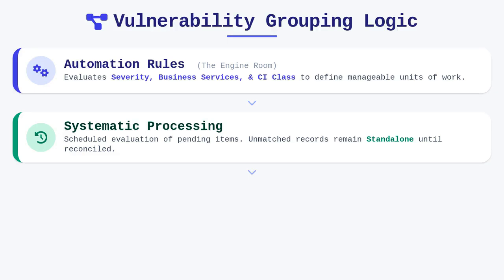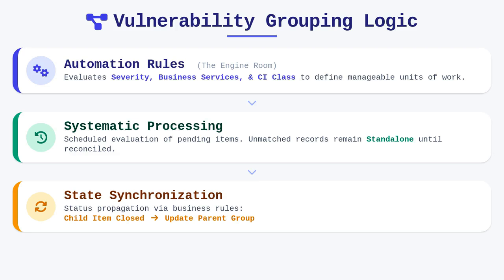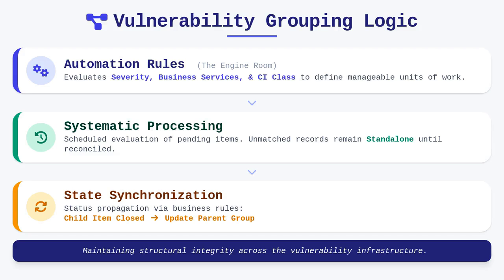You must also be cautious about the synchronization logic that links the group state with the underlying vulnerability item state. When a child vulnerable item is closed, the platform must determine whether to propagate that status change upward to the parent group. This logic is managed through business rules and flow triggers that maintain structural integrity across the entire vulnerability infrastructure.